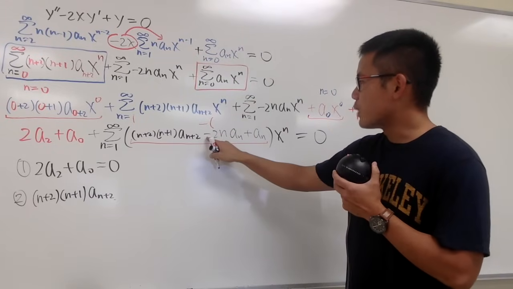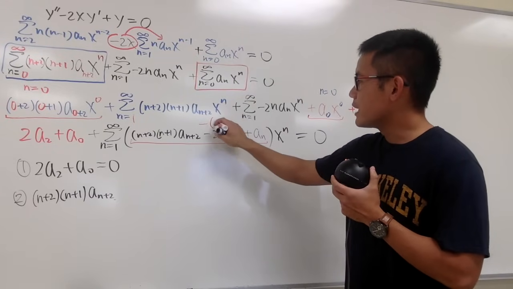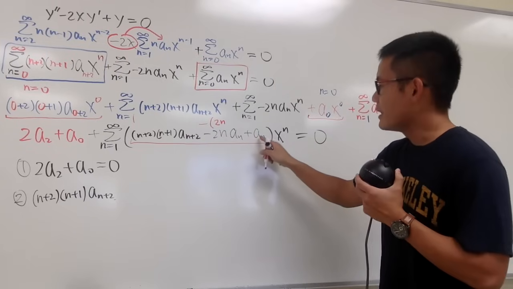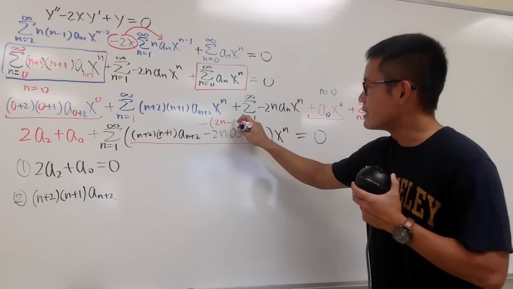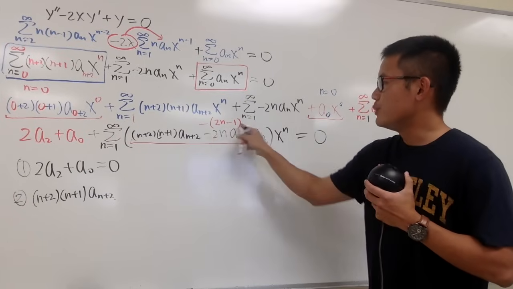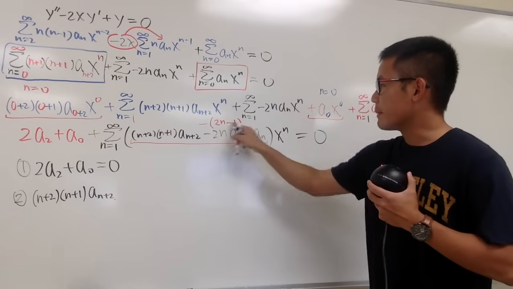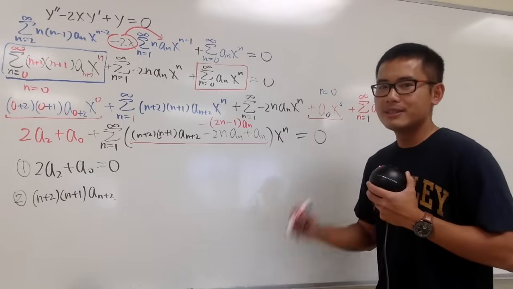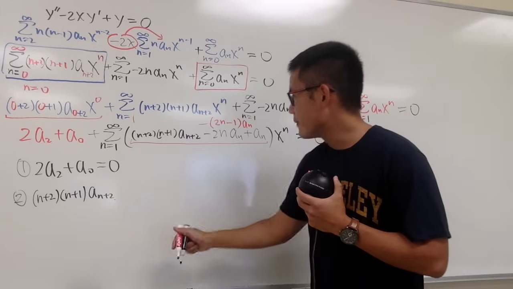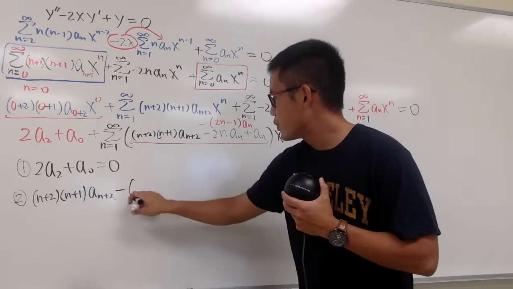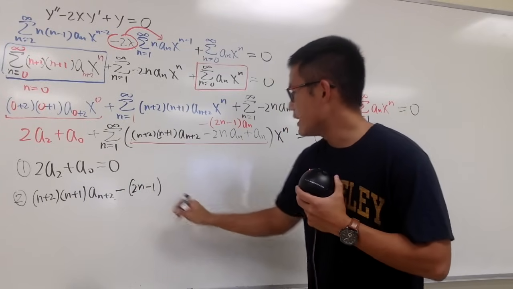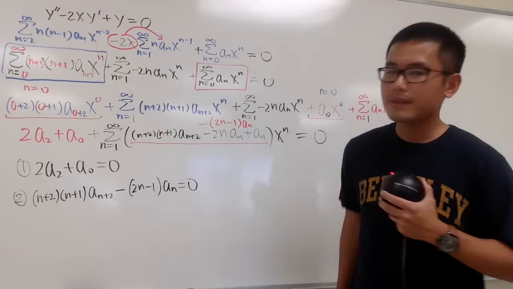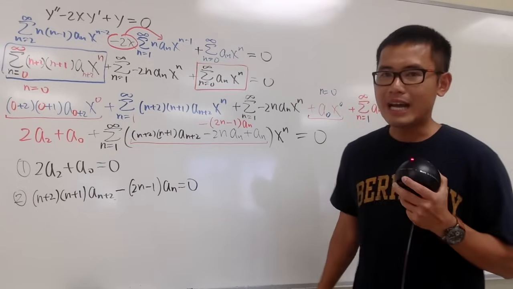And originally this was negative 2n, and now it becomes positive 2n, right? And this was plus 1 an, now it will become minus 1, okay? If you distribute, you will see negative 2n and then plus 1. And I will put down the an at the end, like this. And now I'll put this down right here. Minus 2n minus 1 in the parentheses like this, and then an is equal to 0.